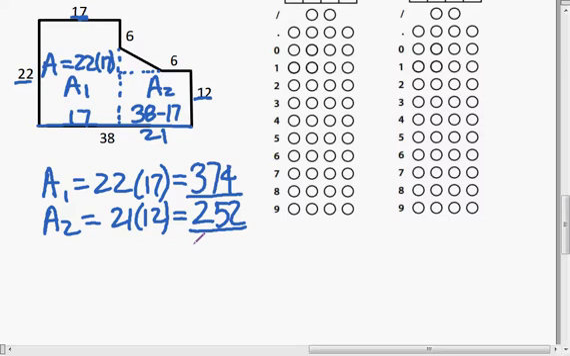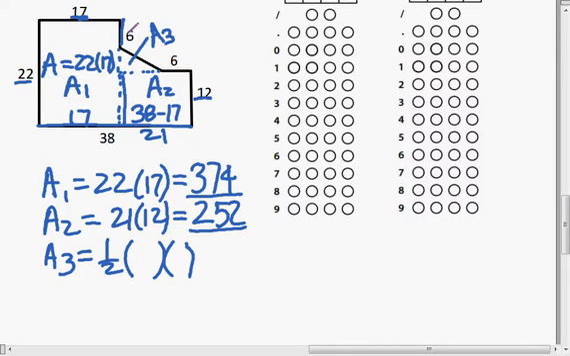For my third area, area 3, the area of the triangle, I'm going to need a little more information. 1/2 times the base times the height. So if I look at my triangle, I know from my rectangle this side is 12, and I know this side is 6, and I know this side of my rectangle is 22. So I can say my triangle is 22 minus 12 minus 6, which is 4. I'm sorry, 4 is on this side.